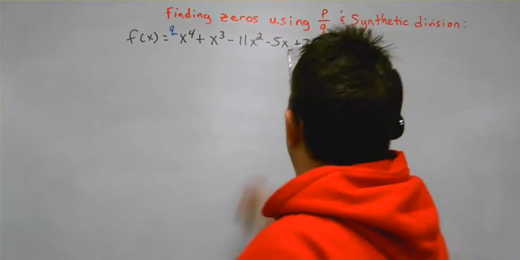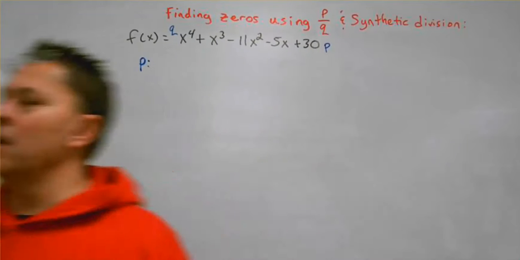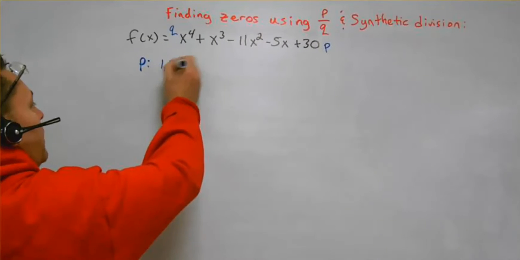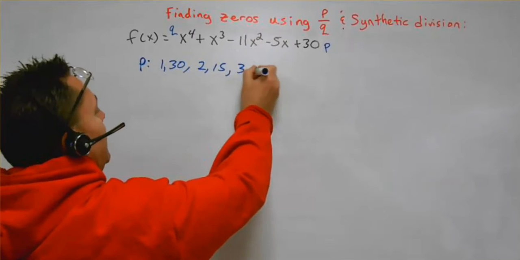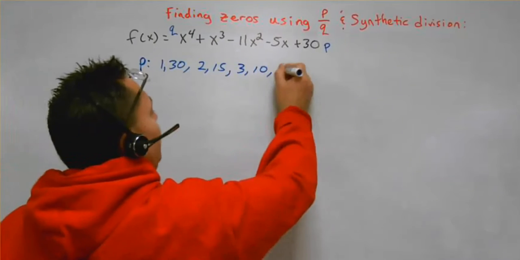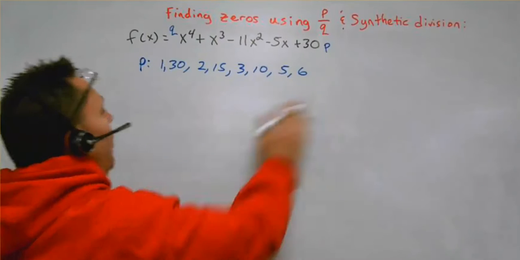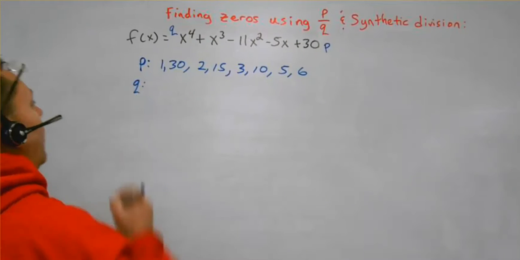Well, I know what P is. P is 30. So I've got to break 30 down into all the factors that multiply to give you 30. That's 1 and 30, 2 and 15, 3 and 10, 4 doesn't work, 5 and 6, and then I'm back to 10. So these are all the factors that multiply to give me 30. And then for Q, I'm going to use all the factors that multiply to give you 1.